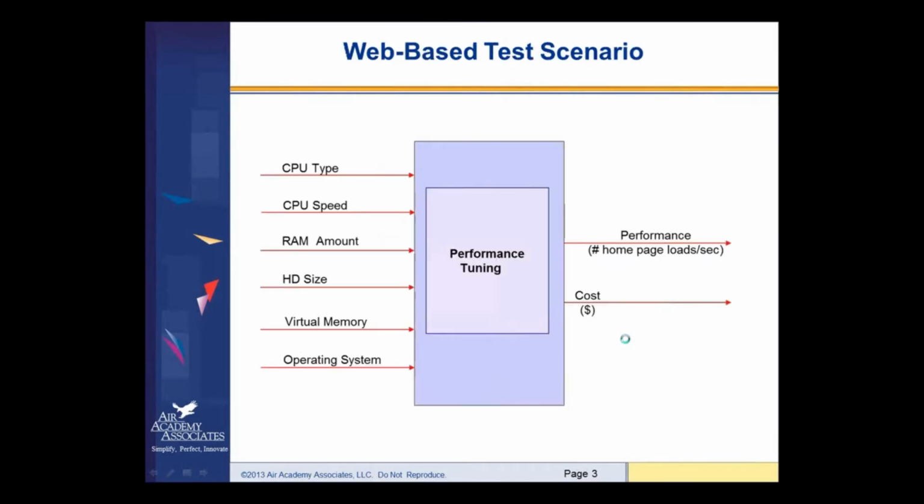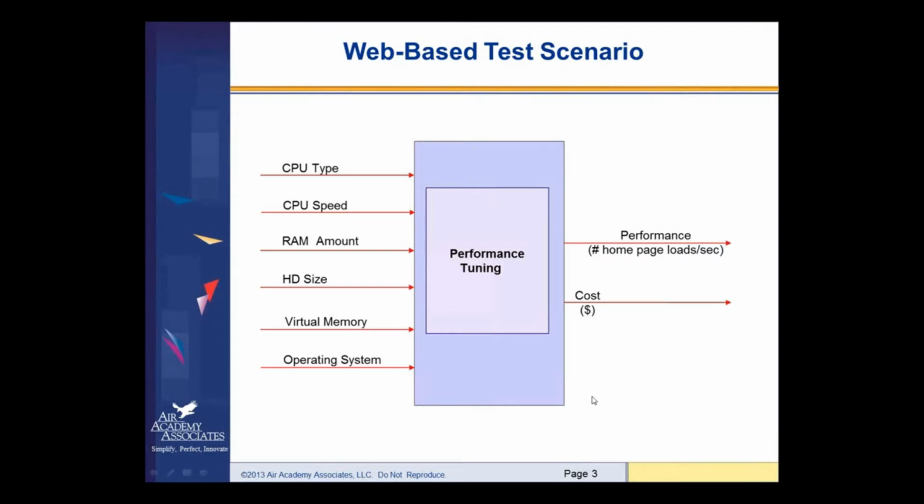But let's go and take an example. Here's a web-based test scenario, performance tuning example, where we have 6 different inputs and 2 different outputs. The outputs are performance measures. In this case, the 2 that we're measuring are the number of home page loads per second. Bigger, of course, is better there. Cost, smaller is better there. And then we have the 6 input variables, or factors as they're sometimes called, in this scenario.